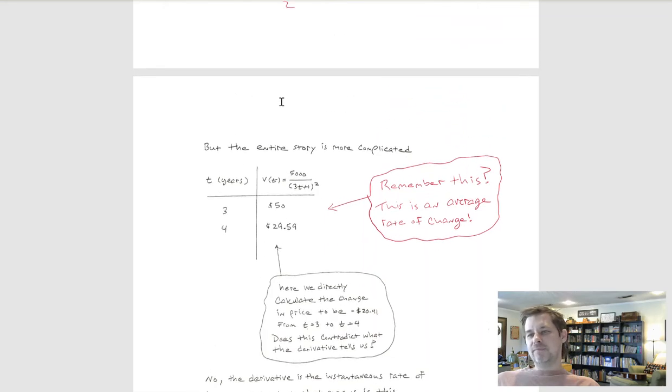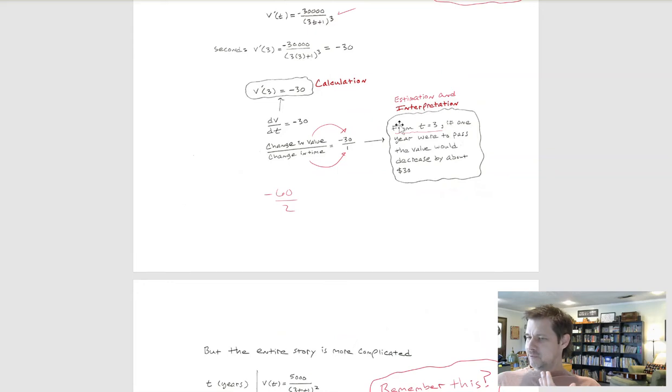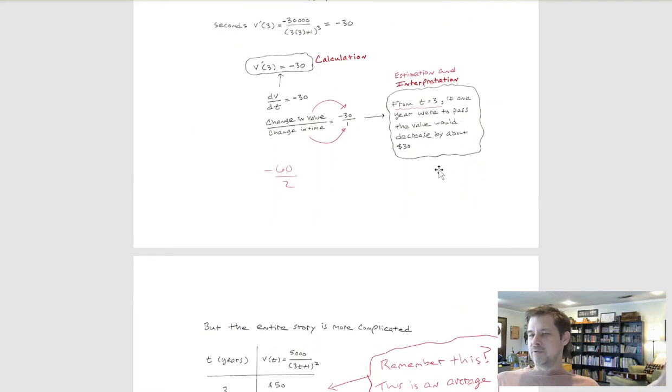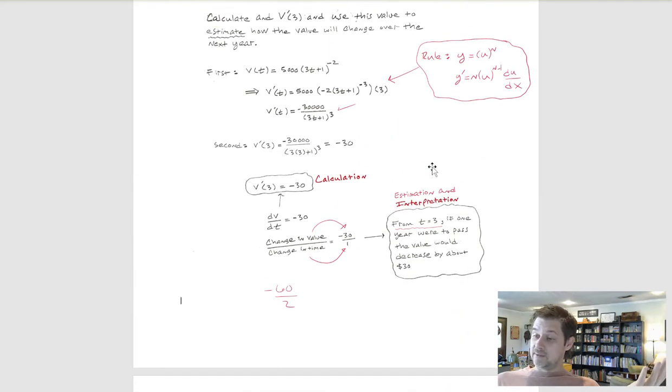And what I'm thinking is, like, this was the way that, when I saw this problem on my math lab and I put it in the homework, the answer was worded that you select from: if 1 year were to pass, the value would decrease by $30. Well, like, do we need the derivative to tell us that? So that's the first thing I want you to think about. Do we need the derivative to tell us something like that?